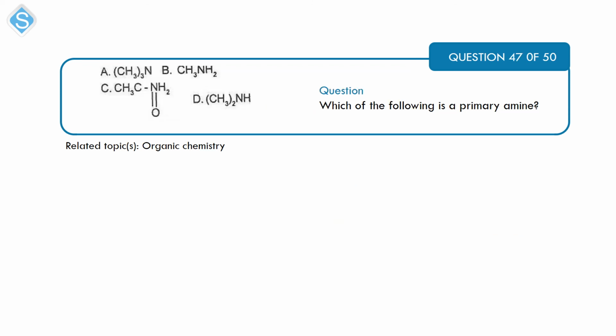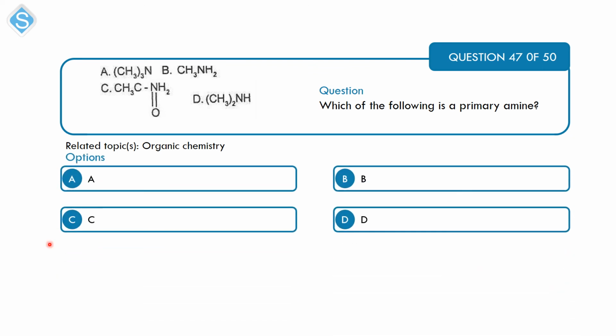Next, which of the following is a primary amine? You have A, B, C, and D. All right, so the options are here as images. You have option A, option B, option C, and option D.